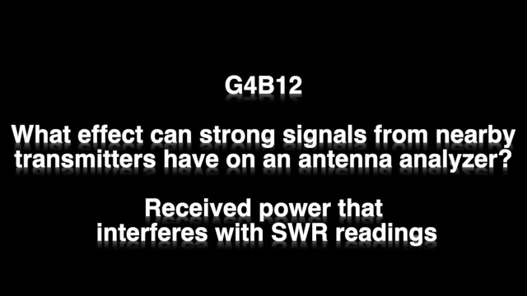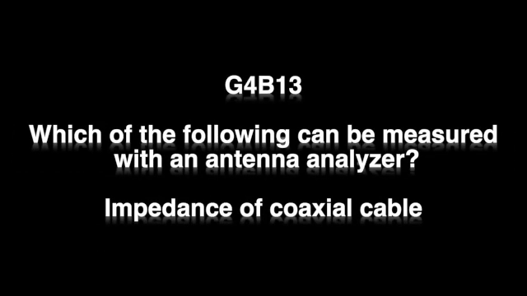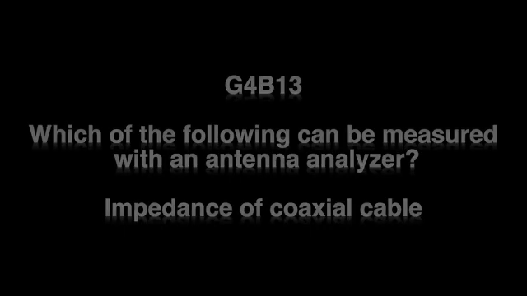G4B12. What effect can strong signals from nearby transmitters have on an antenna analyzer? Received power that interferes with SWR readings. G4B13. Which of the following can be measured with an antenna analyzer? Impedance of coaxial cable. Group G4C: interference to consumer electronics, grounding and bonding.